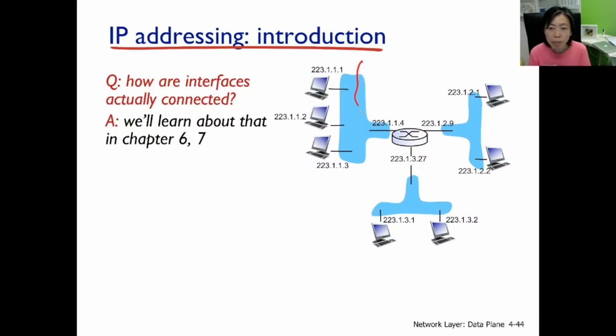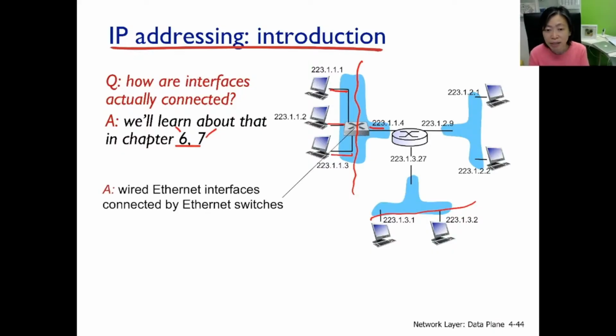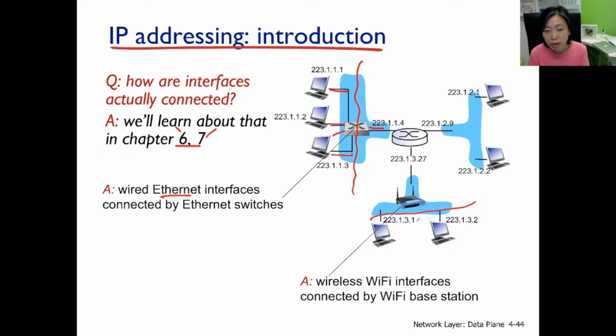We did not show any of the links here, right? So how these interfaces are interconnected through the links, we'll talk about in chapters 6 and 7. So this is the wired link and this is the wireless link, like this. This is the wired link with a link layer protocol called Ethernet. This one here is a wireless link and it's the Wi-Fi protocol.